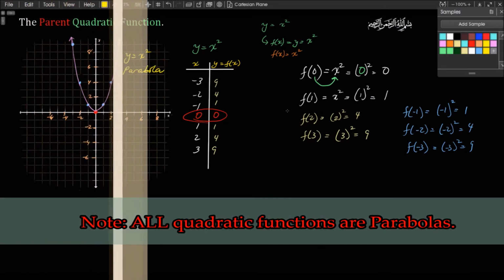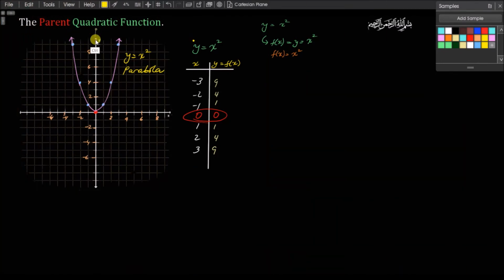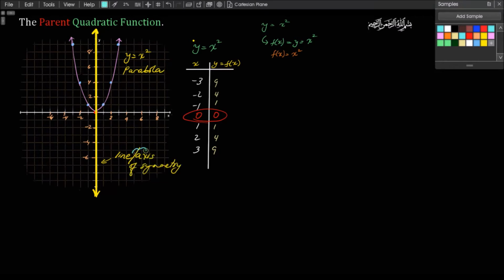So now we've graphed the parent function. I'd like to make a couple of observations. First is that, as you can see, this graph is symmetrical. In other words, half of the graph is on the right and half of the graph is on the left. And this line over here, in fact, is called the line or axis of symmetry. And the axis of symmetry is very, very useful in graphing these parabolas.